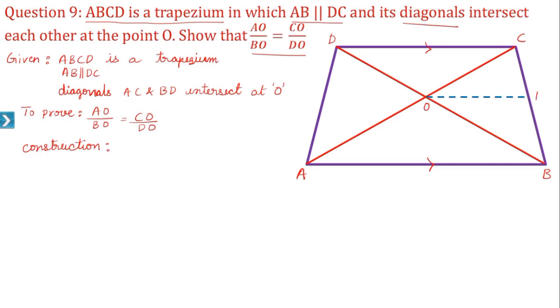Draw a line OE parallel to AB. OE is drawn parallel to AB. AB is parallel to DC. So OE is parallel to AB and OE is parallel to DC also. So three lines are parallel: OE, AB and DC are parallel lines. Now let us prove it.